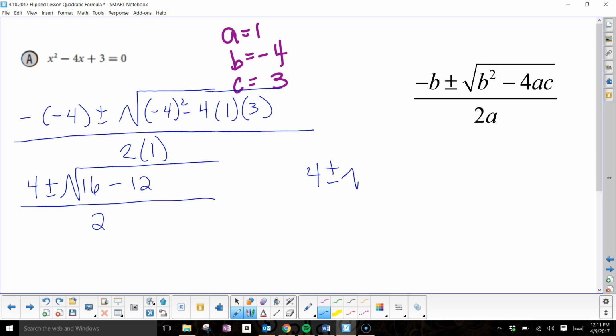So let's continue to simplify what is underneath the square root symbol. So 16 minus 12 is a +4. Remember, that is all over a 2. Now, we have a perfect square right there. So the perfect square is 4. And remember, you have to pull it out by its root.